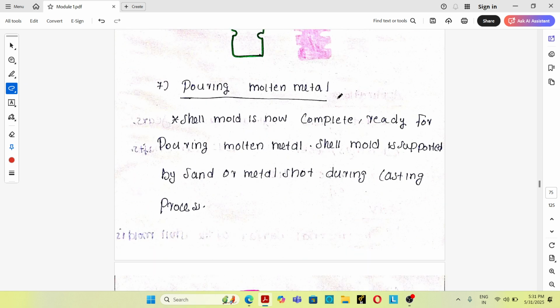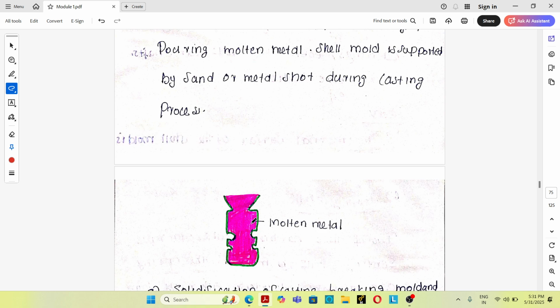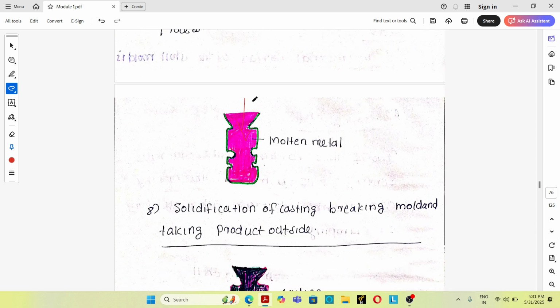And the seventh step, pouring the molten metal. The shell mold is now complete, ready for pouring molten metal. The shell mold is supported by sand or metal shot during the casting process. Into the shell mold, the molten metal is poured. So this is the molten metal.